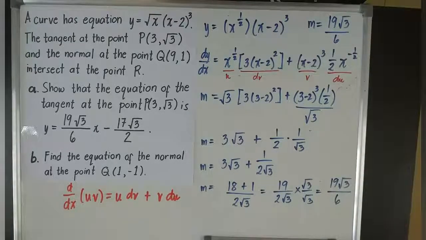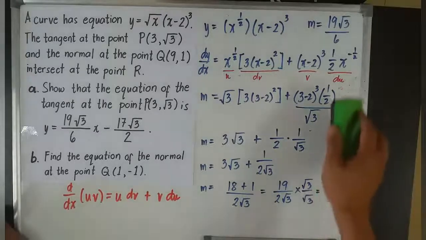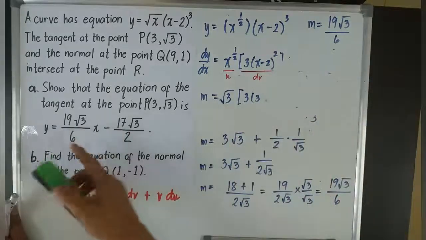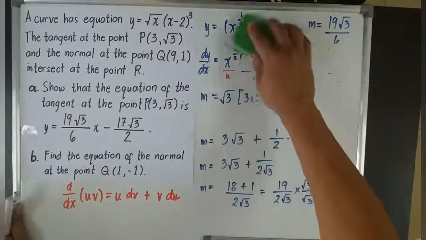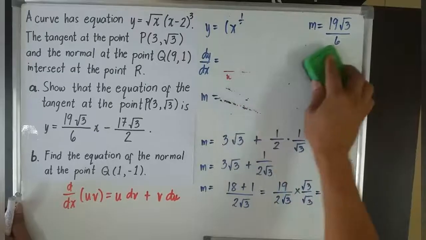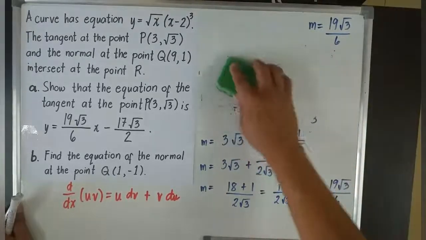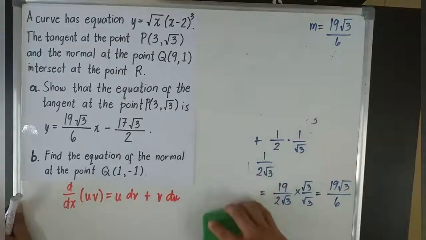Now, how will you find this number? You find that number when you substitute the value into the formula y minus y1 and show that this is the equation. You know already that the gradient of the line, or the tangent, is this.